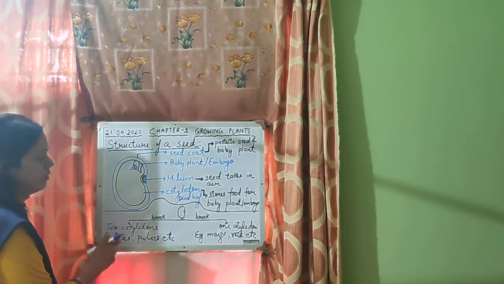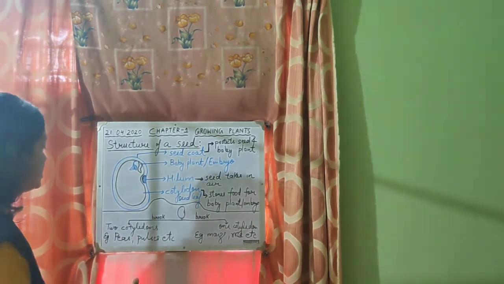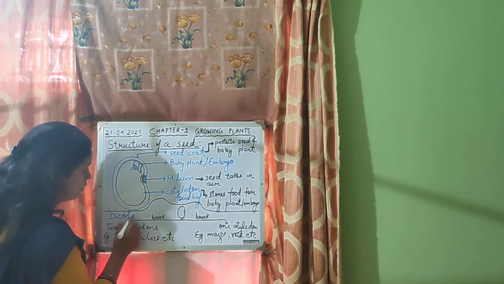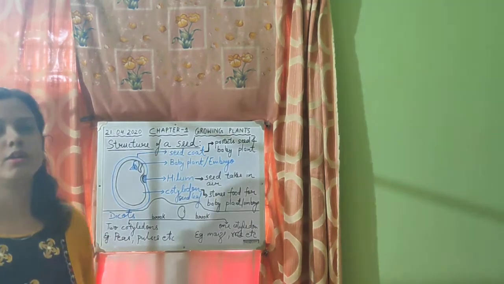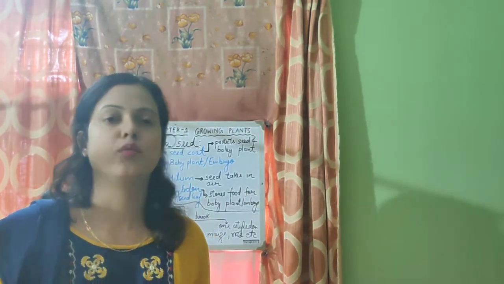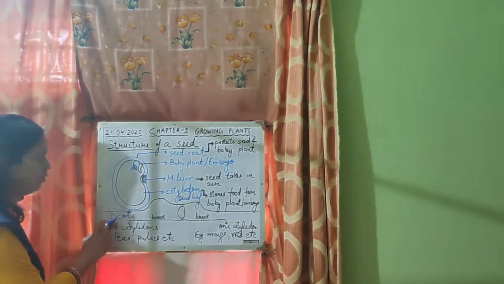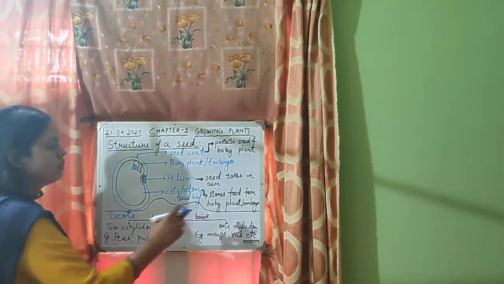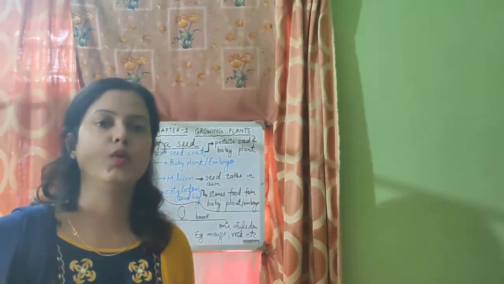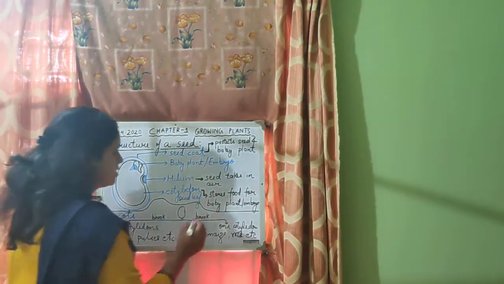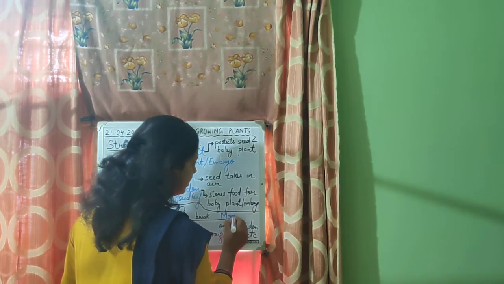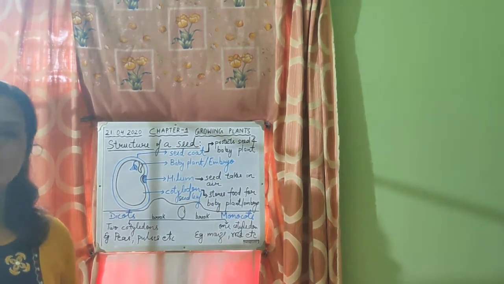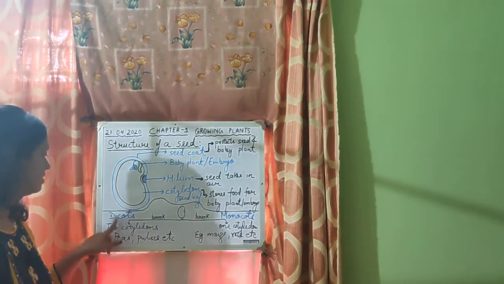So, plants which bear seeds which have two cotyledons are known as dicot plants or dicots. Likewise, those plants whose seeds break into one cotyledon are known as monocots. What are they known as? Monocots. Once again, plants having seeds which break into two cotyledons are known as dicots.